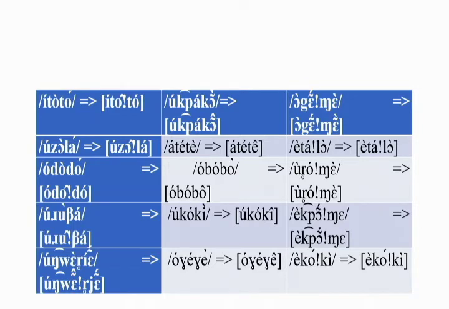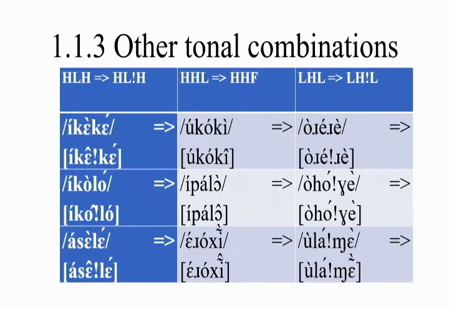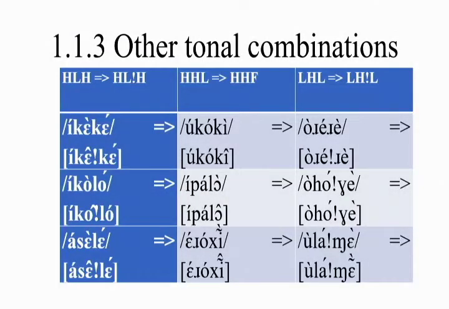Then we'll move on to the next tonal pattern, and that is where the high is realized as a high falling, as you have it in Ukoki, Ipalo, Erohi.